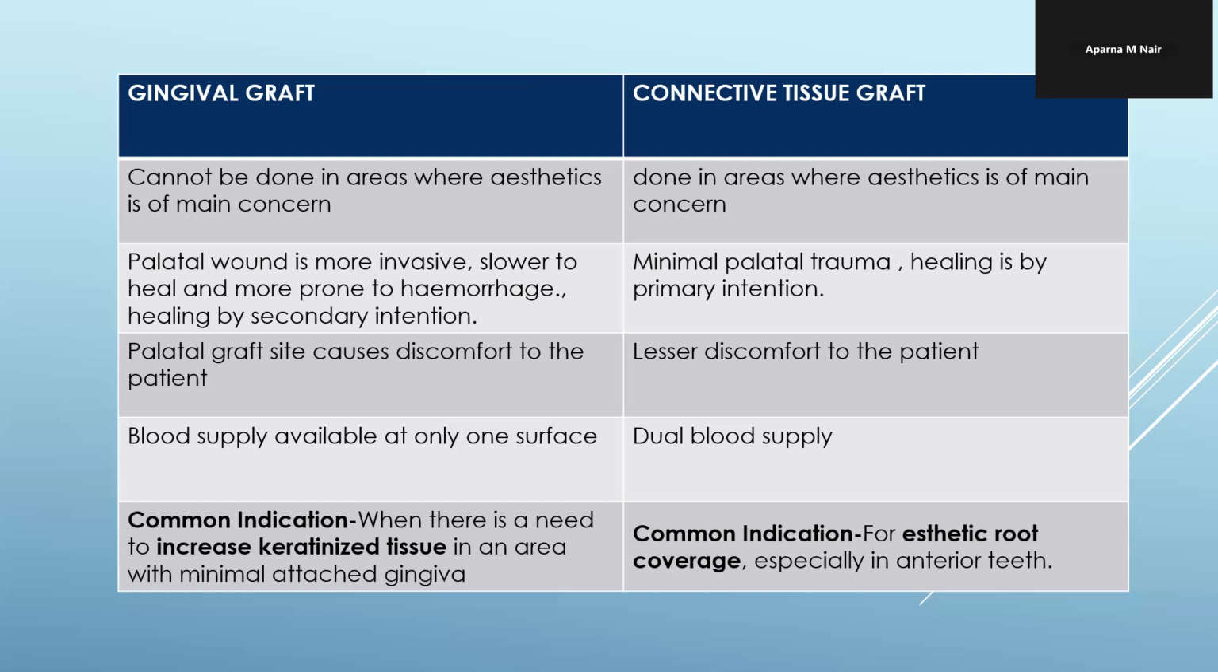The gingival graft is indicated where there is a need to increase the keratinized tissue in an area with minimal attached gingiva. That is the most common indication for the gingival graft, to increase the attached gingiva. While the connective tissue graft is indicated for aesthetic root coverage, especially in the anterior teeth. So these are the differences between the gingival graft and the connective tissue graft. Thank you.